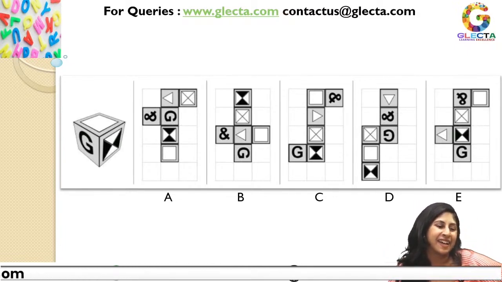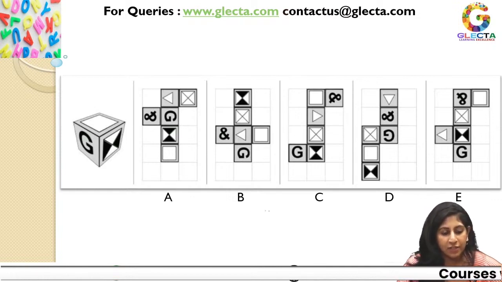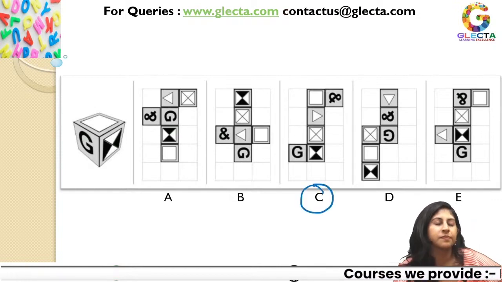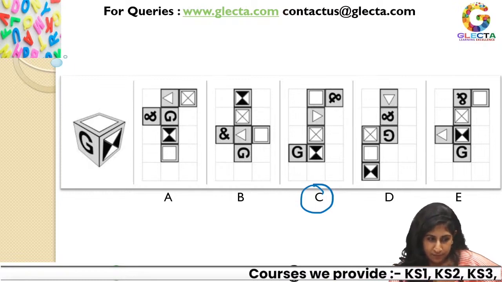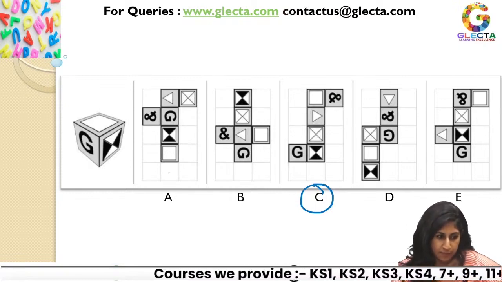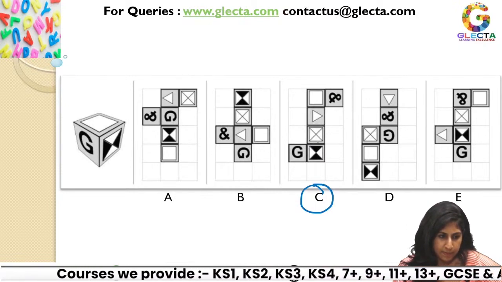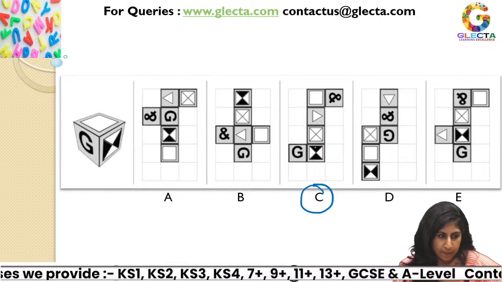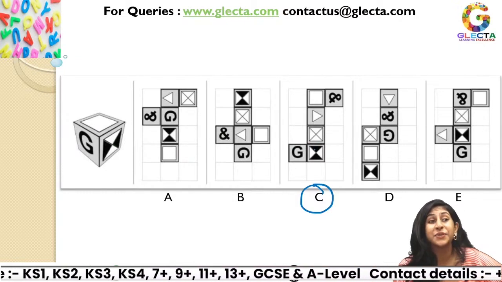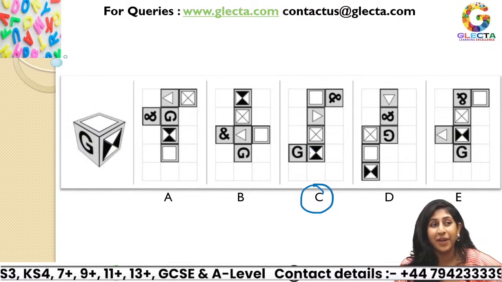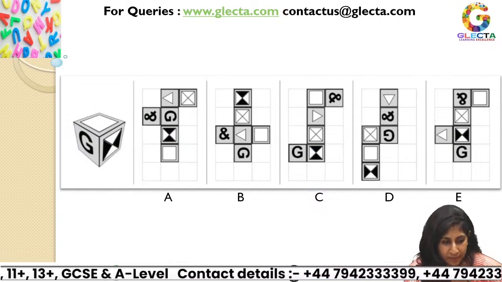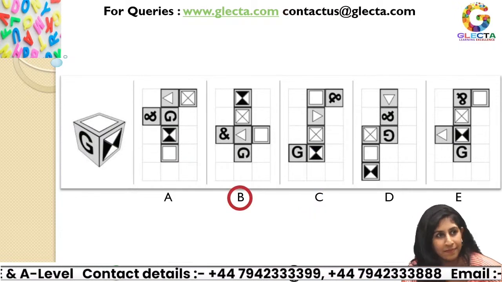I think the answer is C. Why is that so? It's because you can see that the white circle is supposed to be on top of the G, and you see that A, the white circle will not go. White square, you mean? You mean white square? The white square will not go onto the G, and.